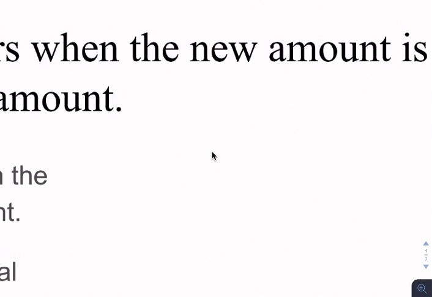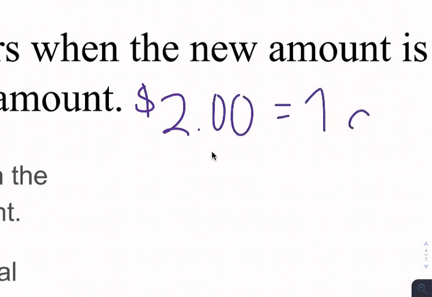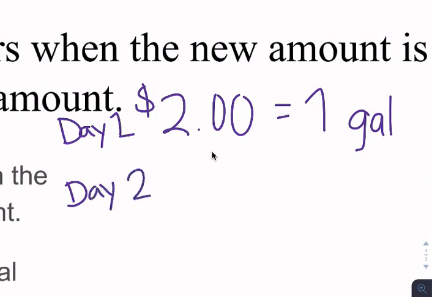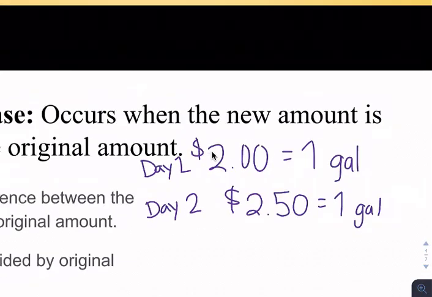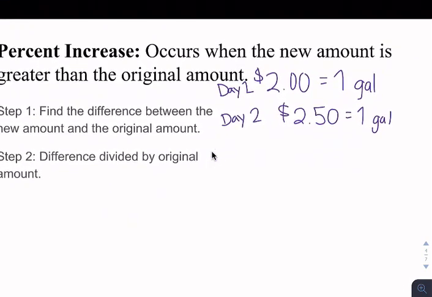One day a gallon of milk costs $2 for 1 gallon. And then let's say the next day, so this is day one, day two, they go into the store and milk costs $2.50 for 1 gallon. So now the new amount is greater than the original amount.